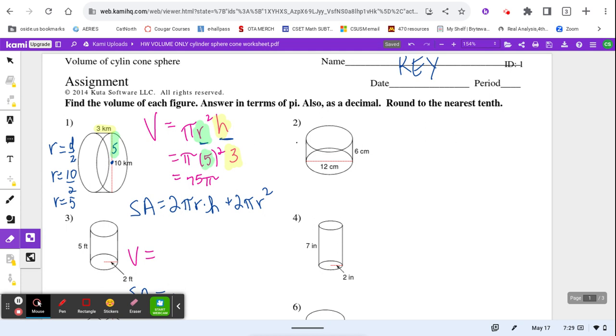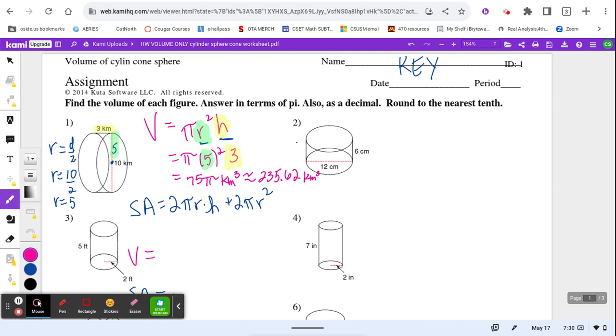Now notice we can't do 5 times 3 is 15, 15 squared. That would give us way too big of a number. We have to do the exponent first and then multiply by the 3. So 75 pi, and this is a volume, so that's going to be kilometers cubed. And then we're going to go put that into our calculator, take a minute to type that in, and get me the decimal version. You got it, 235.62.